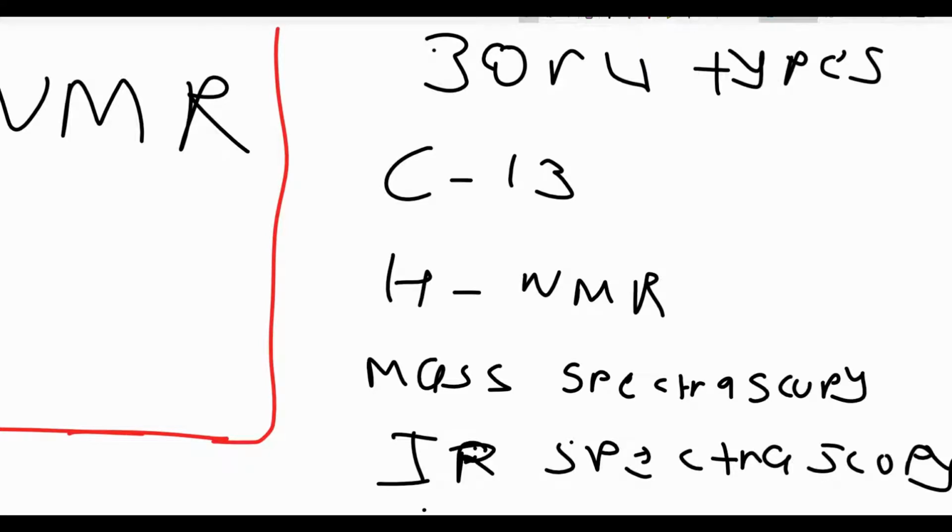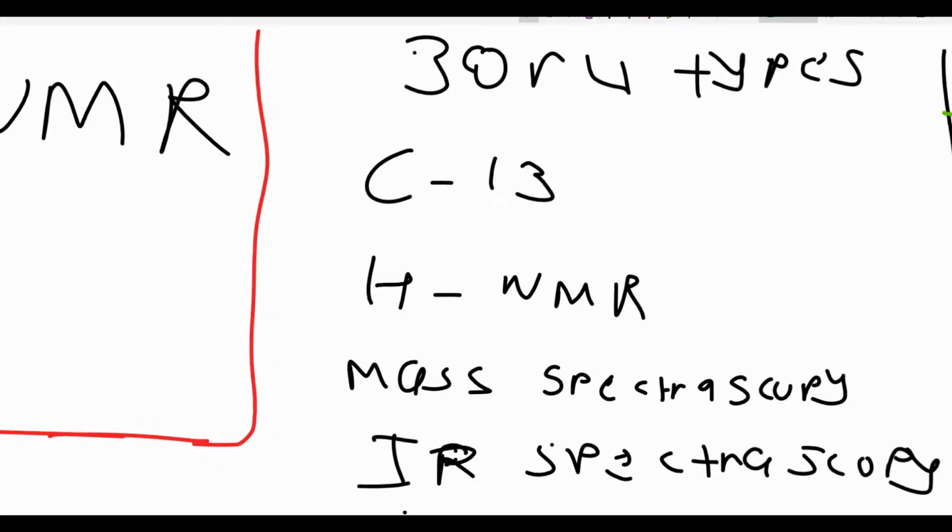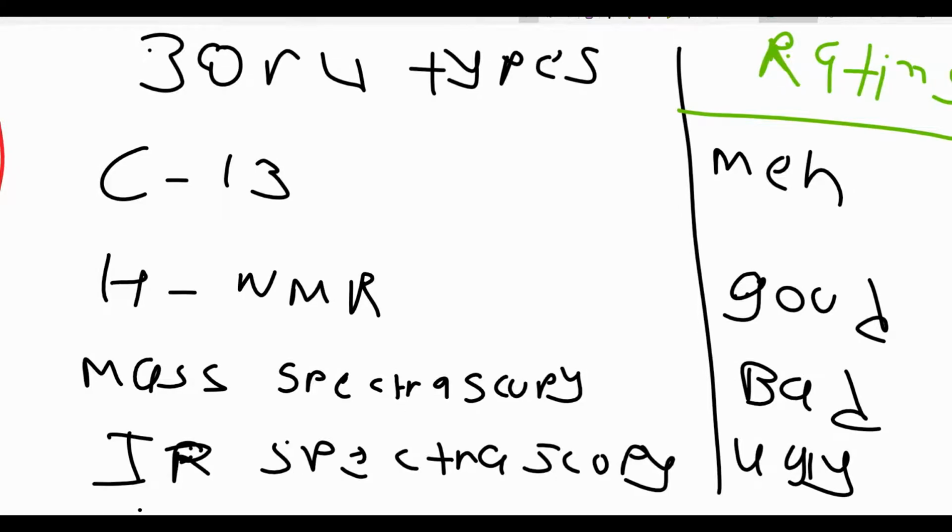In this first video, we are going to look at the 4 different NMR graphs that are present, and I'm going to tell you what to look out for in each one of the 4 graphs that you see. So let me introduce you to the 4 graphs. There's going to be a carbon-13, a proton NMR, a mass spectroscopy, and an IR spectroscopy. First and foremost, let me rate them real quick. Carbon-13 is rated meh, proton NMR is rated really good, mass spectroscopy is rated bad, and IR spectroscopy is rated ugly. So the good, the bad, the ugly, and the meh.